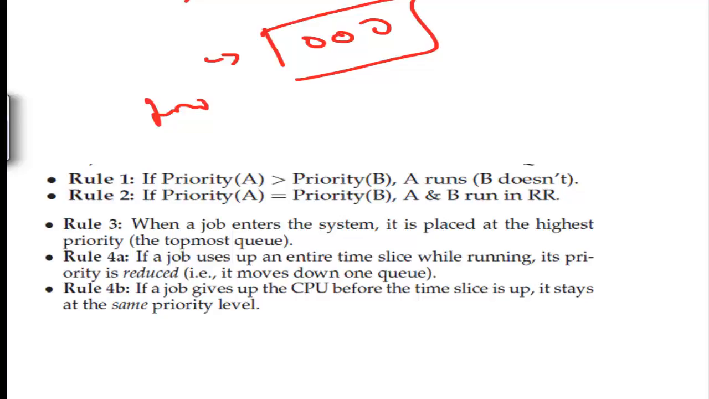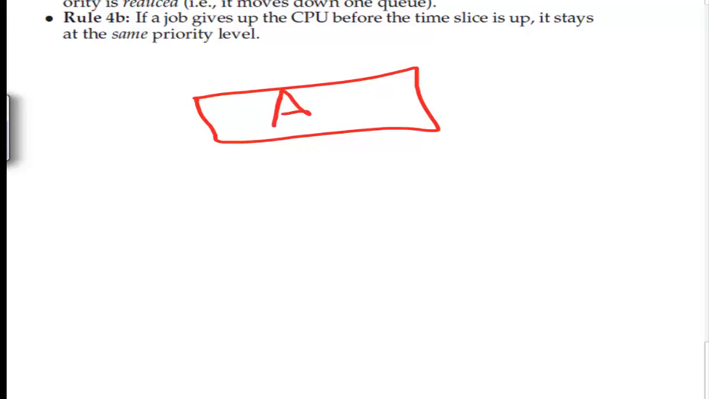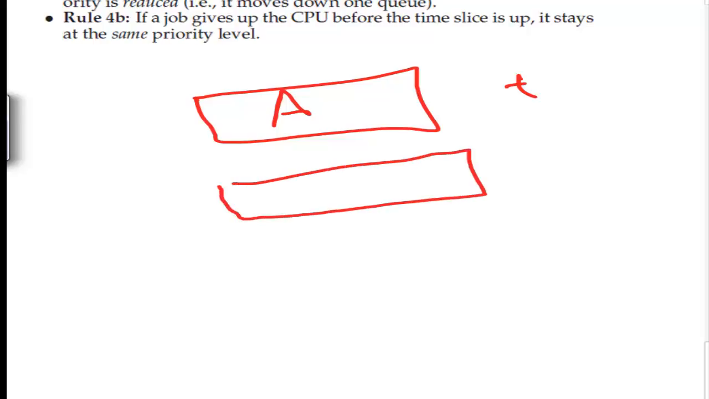Now let's take a little example. Say we have one queue, and only a single job comes in, that is A. It runs for some time slice and it's still going on, so we move it to the next queue down, which has a lower priority than this particular queue. Now A is running here, not here, right? So A is not here, A is here. And since we don't have any other job, it will run in this queue only.